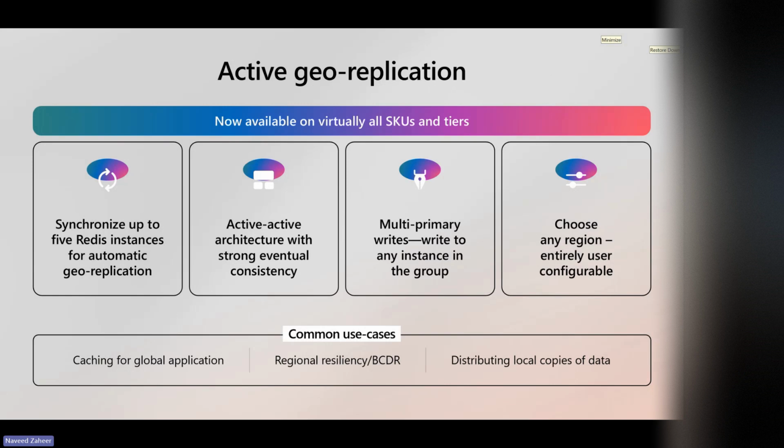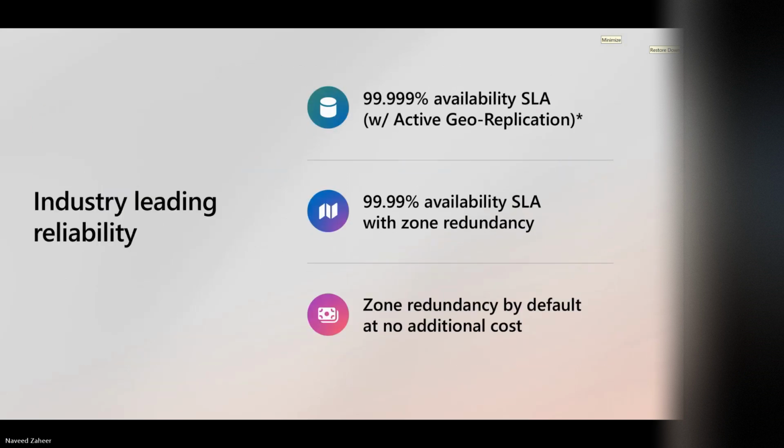Okay, so that's how you can achieve that, and with this, you get 99.999 SLA. As I said, if zone redundancy is built in, I already talked about it, you get four nines of SLA when you have it baked in, built in, and you get 5 nines if you are using active geo replication. Okay, so let's go into the demo.